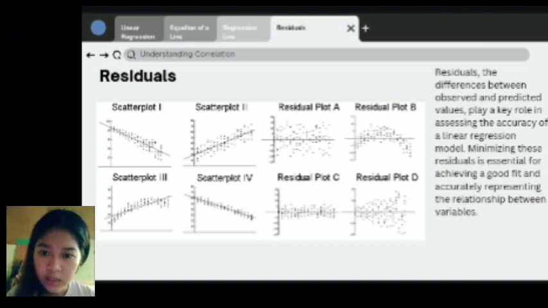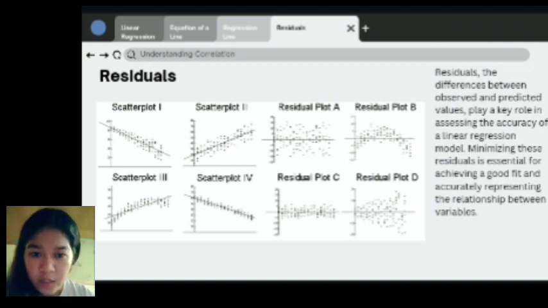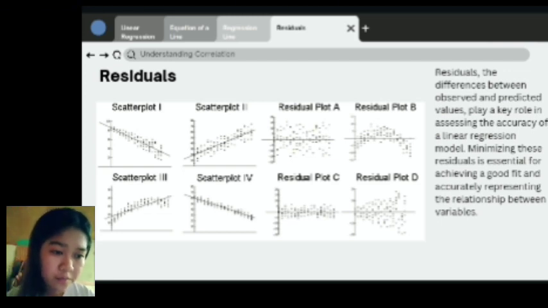So this is the scatter plot, the old scatter plot. Residuals, differences between observed and predicted value, play a key role in assessing the accuracy of a linear regression model. Minimizing these residuals is essential for achieving a good fit and accurately representing the relationship between variables.